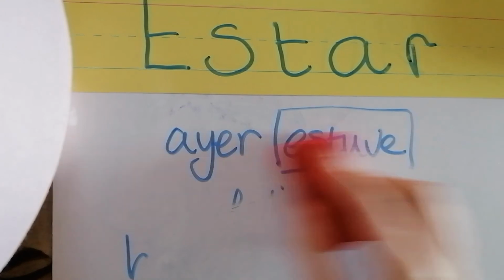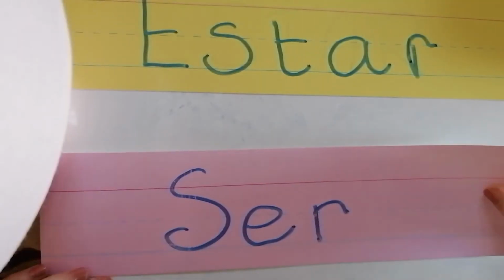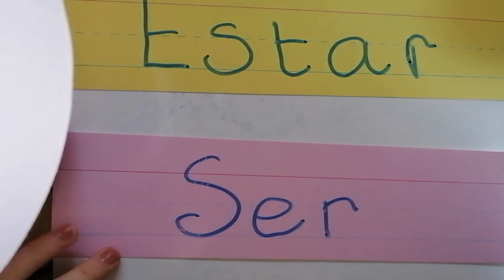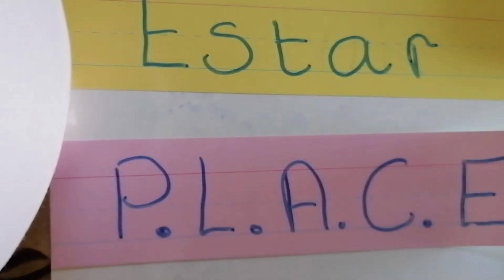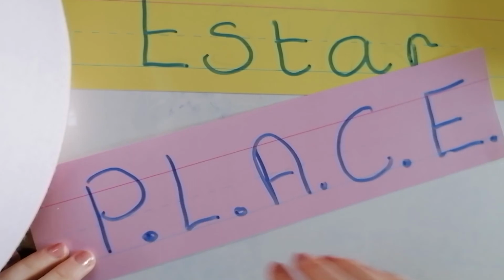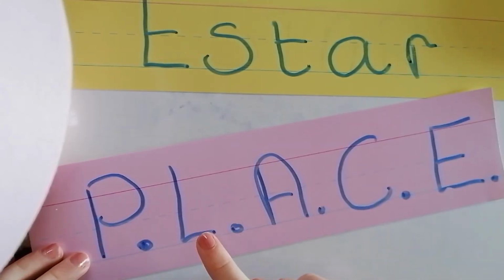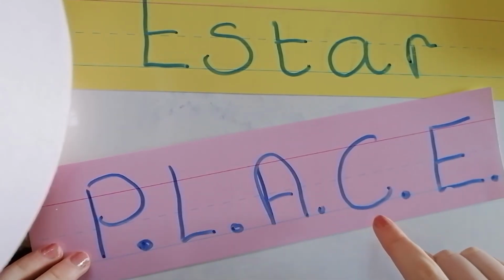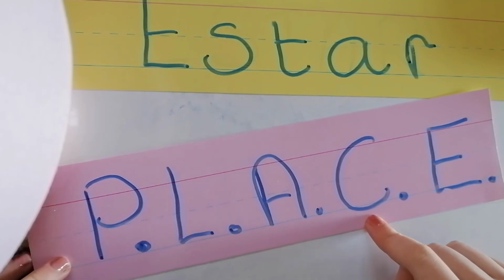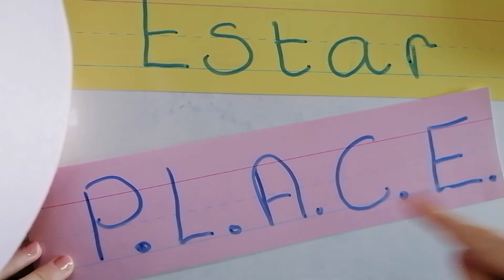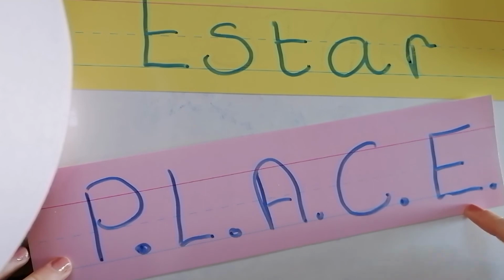So guys, when we're talking about ser and estar, if we can remember that estar is always related to the acronym PLACE. So we have position, location, action, condition, and condition could be I'm feeling tired, I'm feeling sad, I'm feeling happy, and emotion. So you have a few examples there to give you an idea of what I'm talking about.